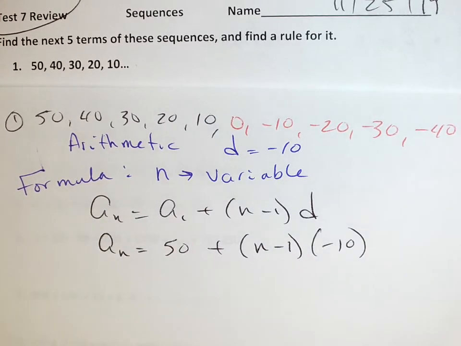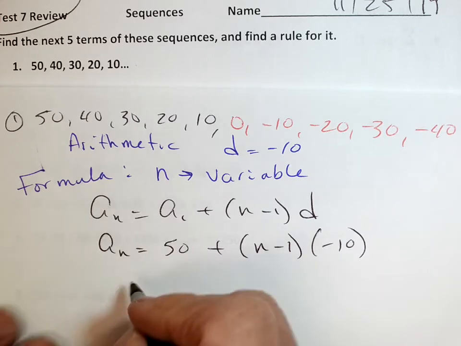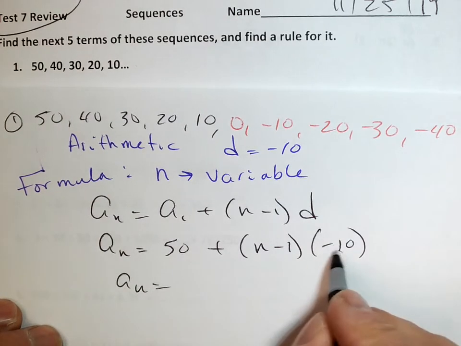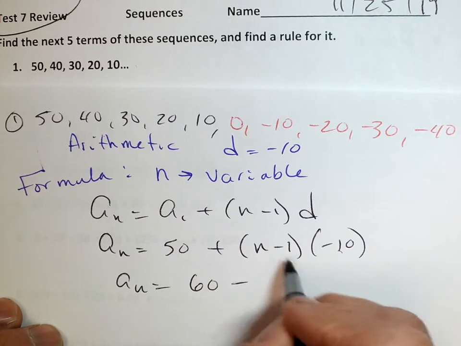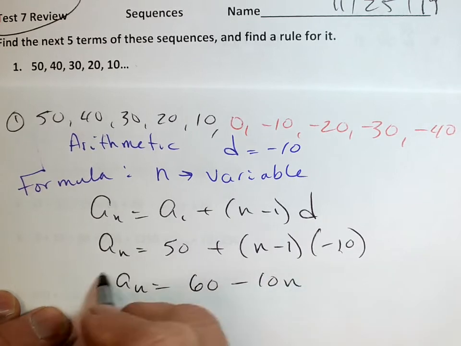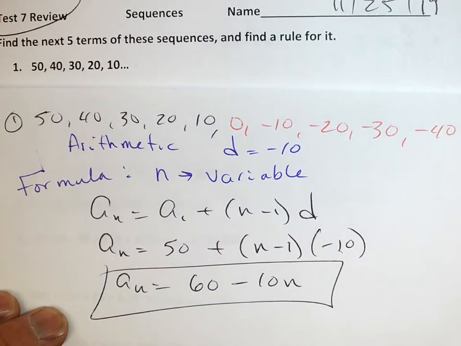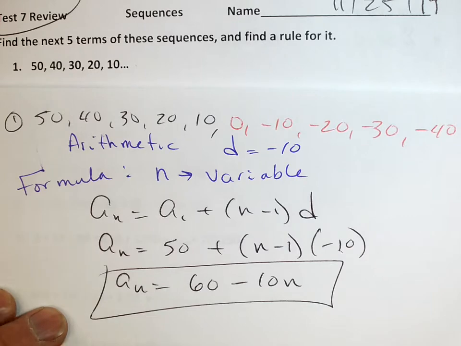However, if you put that answer, I would not mark it wrong, but I'm going to tidy it up. I'm going to make it look better. So a of n is equal to, that's going to be a positive 10, so I'm going to have 60 minus 10n. There we go. How's that?